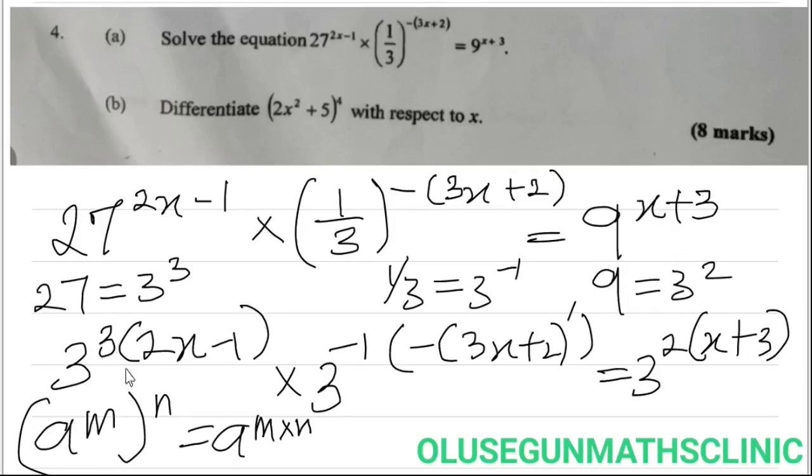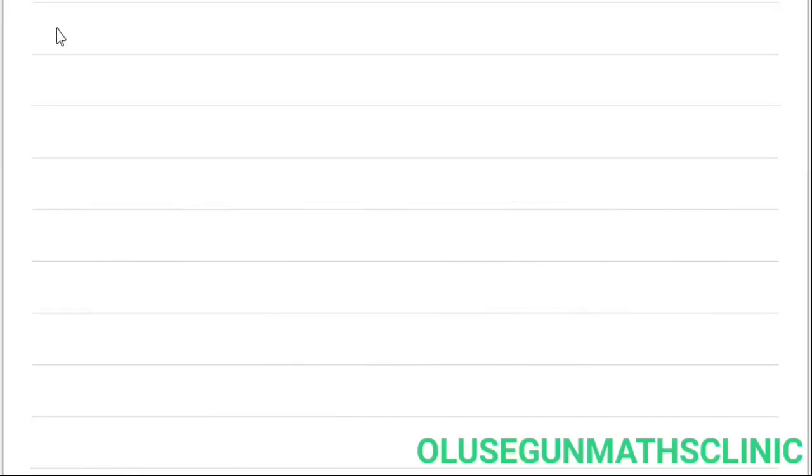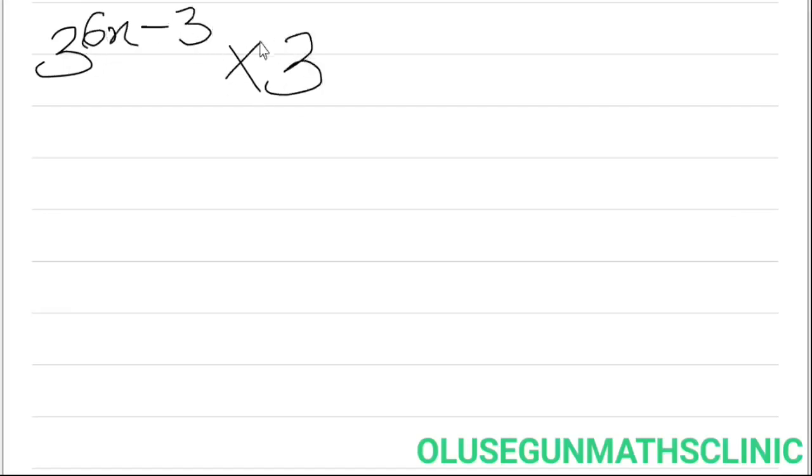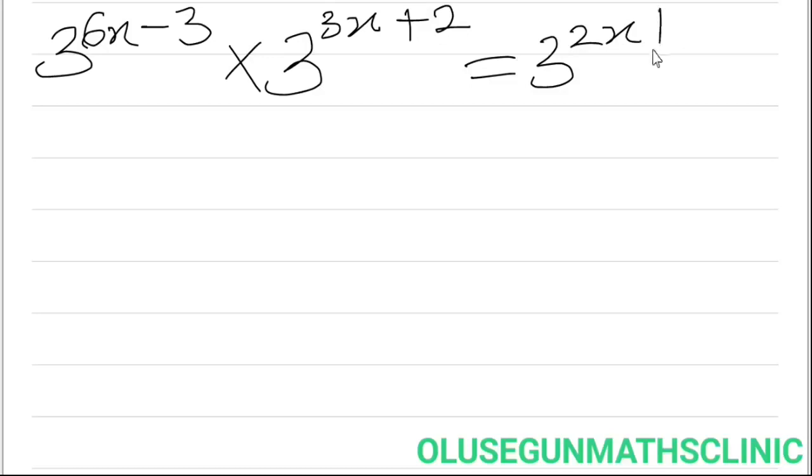So the 3 here will multiply 2x minus 1. Minus will multiply minus, and this will become plus. 2 will multiply this. So let's proceed. You now have 3 raised to power 6x minus 3, times, because that is going to become plus, 3 raised to power 3x plus 2, is equal to 3 raised to power 2x plus 6.